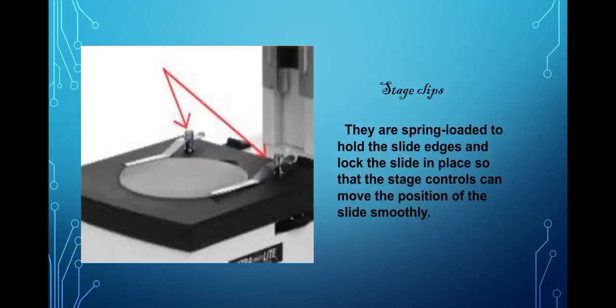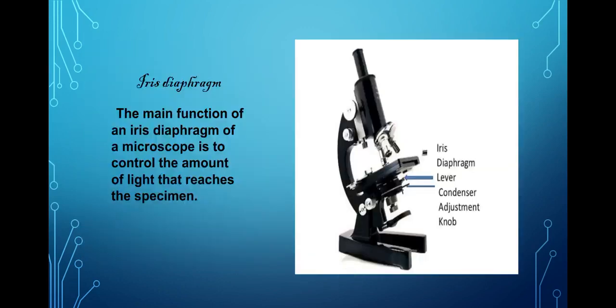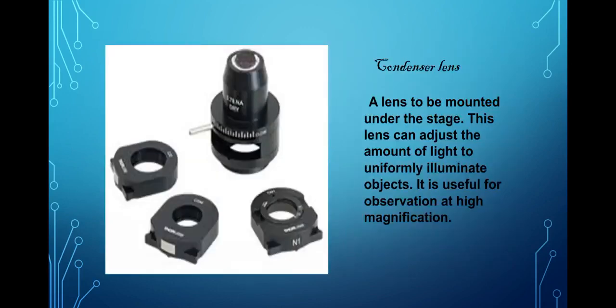Next are the stage clips. They are spring-loaded to hold the slide edges and lock the slide in place so that the stage controls can move the position of the slide smoothly. Next is the iris diaphragm. The main function of an iris diaphragm of a microscope is to control the amount of light that reaches the specimen.